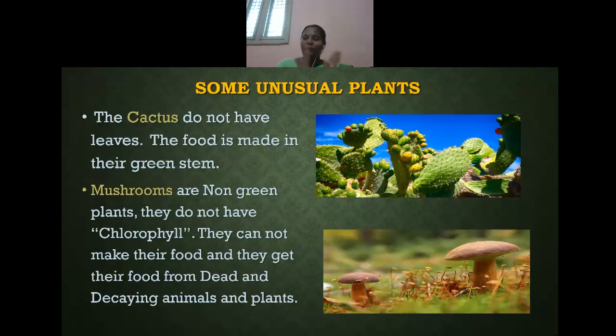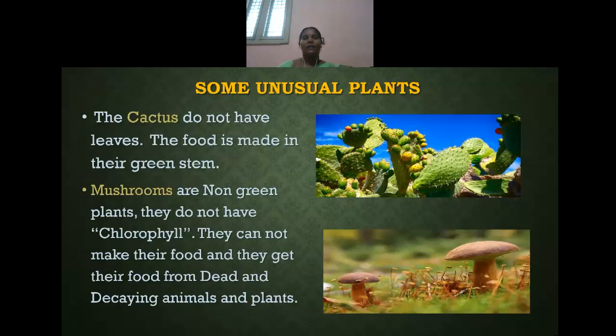Apart from the green plants, some plants are modified. The parts of the plants are modified based on their living place. That is one thing. Second, all the plants are not green in color. Some plants have other colors also. That is the unusual plants. All the plants we saw from the beginning are green in color. They have chlorophyll, so they can prepare the food. These are the usual plants.